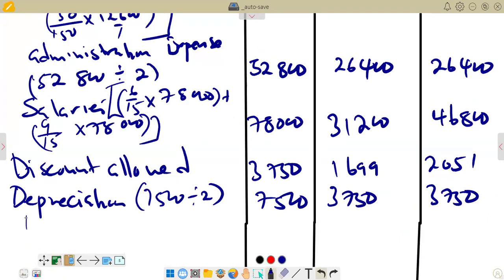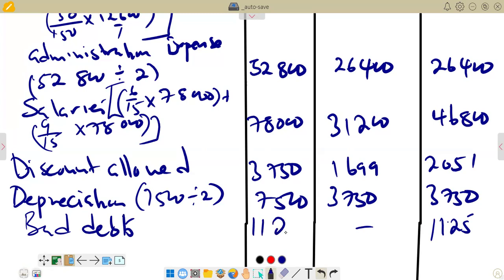So you were saying our beds stops 1,125 means here with nothing, so the total is 1,125. So this is what we get.